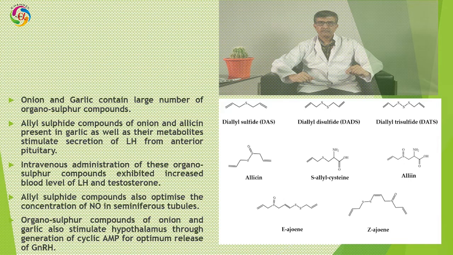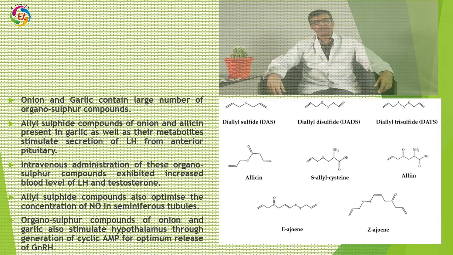reproductive health. Another important mechanism of action which has been found in the case of allicin as well as in the case of diallyl sulfides and triallyl sulfides is that they improve the production of cyclic AMP.